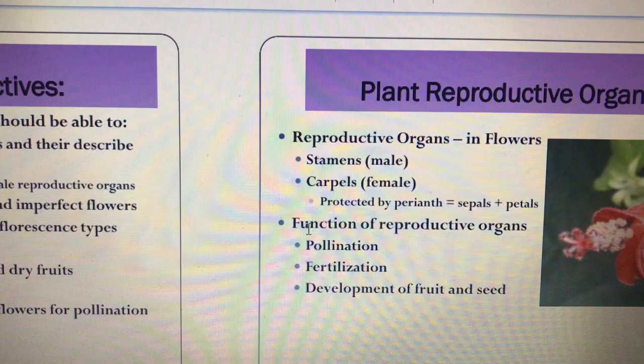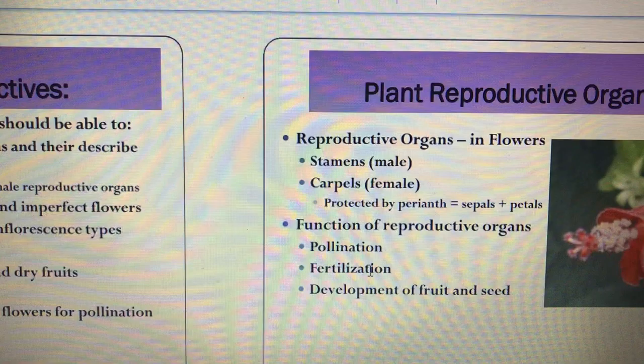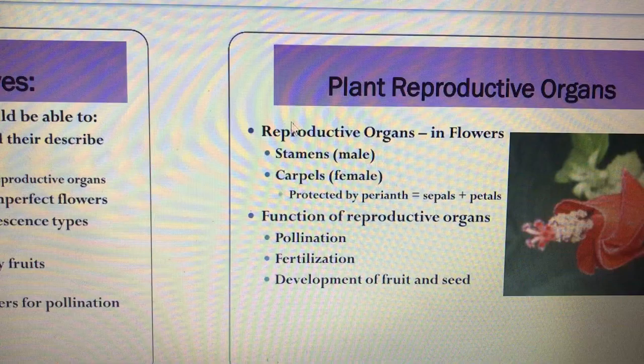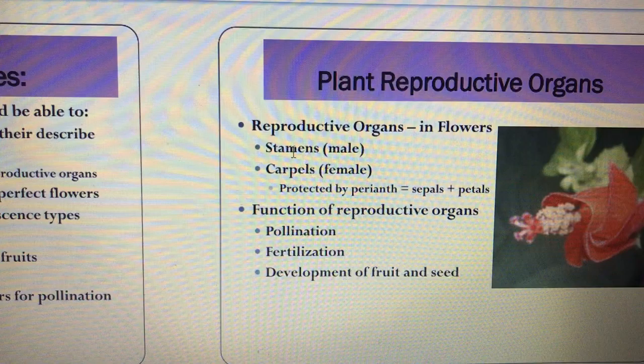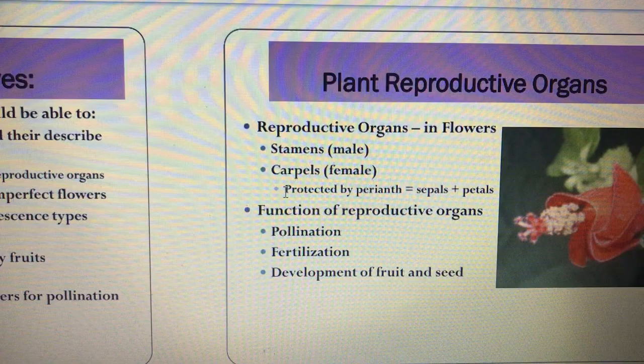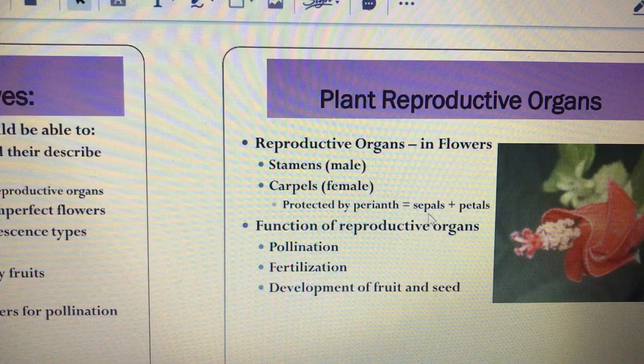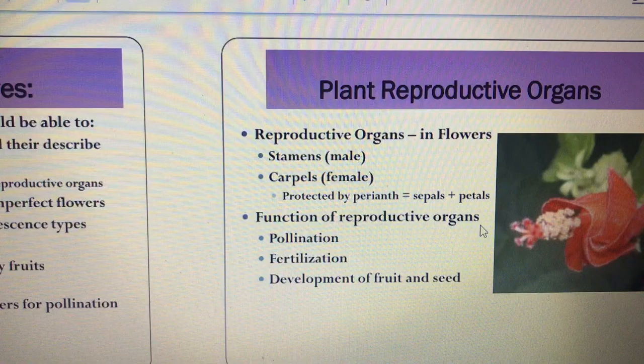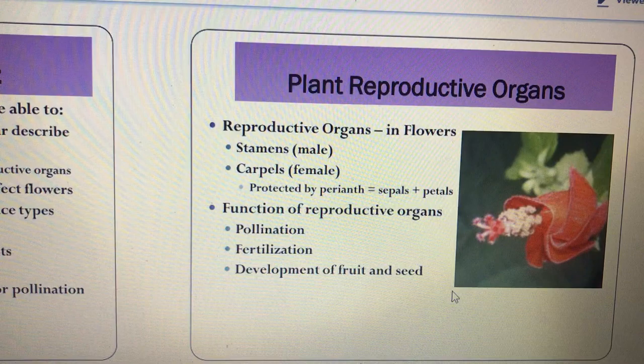The functions of reproductive organs are pollination, fertilization, and development of the fruit and the seed. So the reproductive organs in flowers: males have stamens, females have carpels, and they're protected by the perianth, which is a combination of sepals and petals. And the function of reproductive organs are pollination, fertilization, and development of fruit and seed.